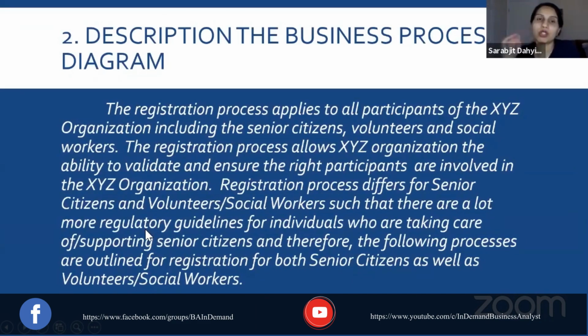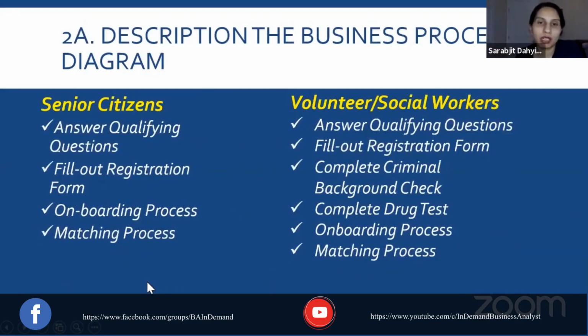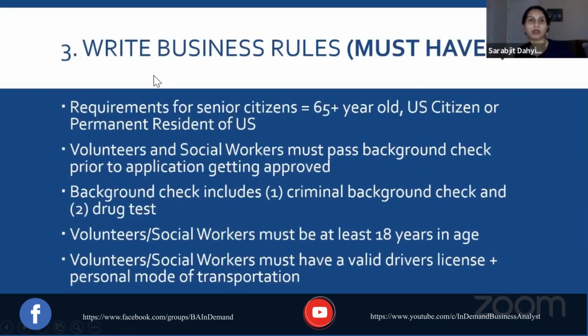So again, they just want to see from the interviewer standpoint that you're able to outline the process in diagrams, right, that we just looked at, as well as in written format. So here I've just identified some of the business processes. For senior citizens, we ask them qualifying questions, they fill out the form, we start the onboarding process and the matching process. And for the volunteers, social workers, we answer the qualifying questions, fill out the registration form, complete the background check, we complete the drug test, the onboarding process, and the matching process. Okay. Again, if you guys have any questions, let me know in the comments below.